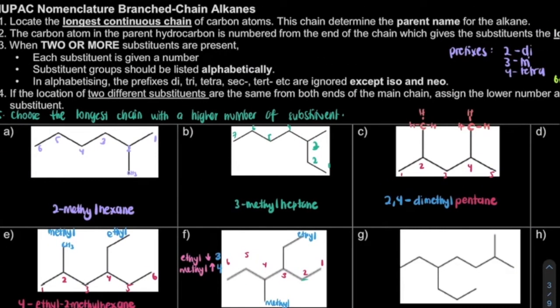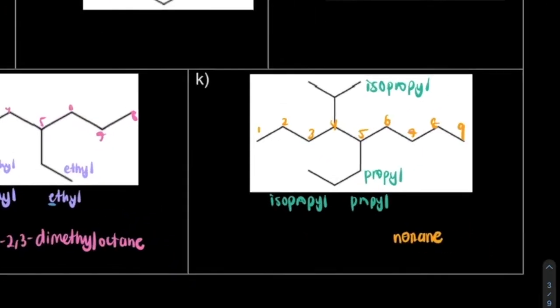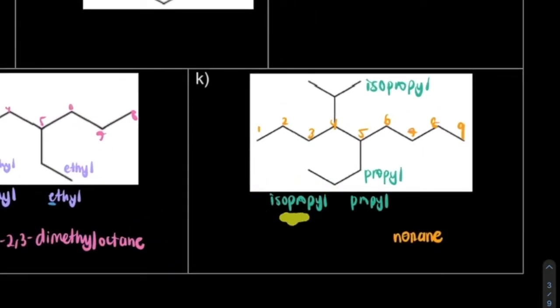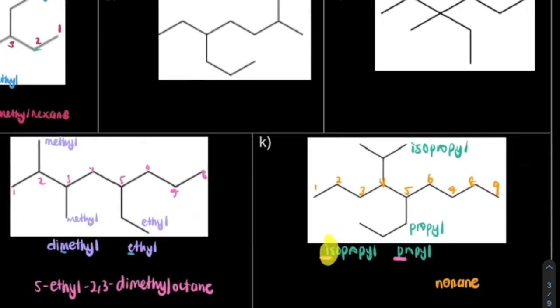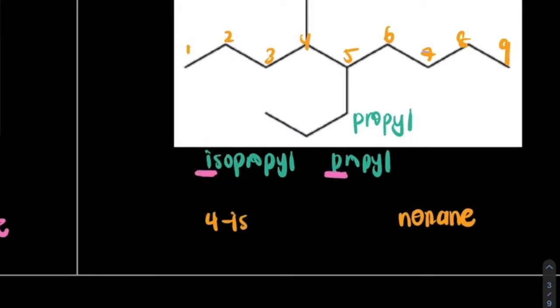Okay, kita tengok balik kat sini. Dia kata in alphabetizing, iso dengan you is not ignored. We're gonna consider bukan propyl, kita akan ambil iso. So dalam kes ni iso dulu baru propyl. Okay, yang di, tri, tetra, sec tu je yang kita ignore. Yang iso dengan you kita tak ignore. Kita ambil I dengan N tu lah. So here dia adalah 4 isopropyl, 5 propyl nonene.